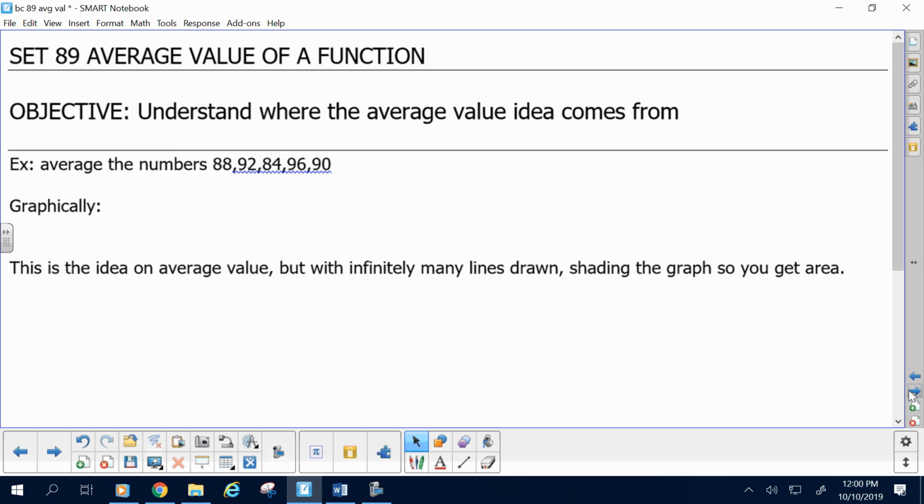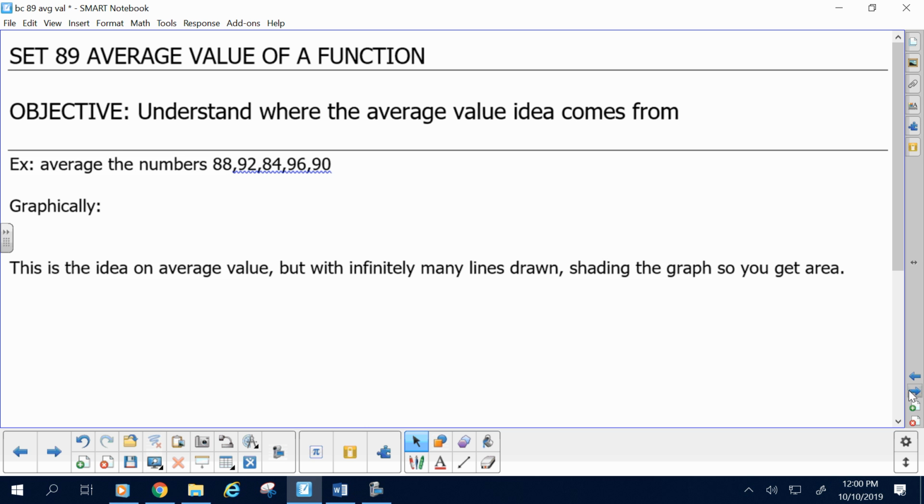If I just asked you to average the numbers 88, 92, 84, 96, 90 as quick as possible, give me the average. Go. What's the average? 90. You're going way too slow. Think 90. Faster. 90. Because they're all correlated, so you just do the middle one.